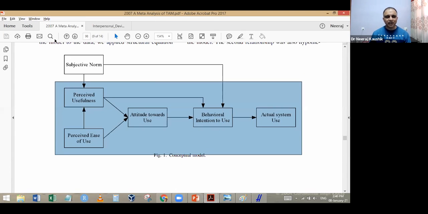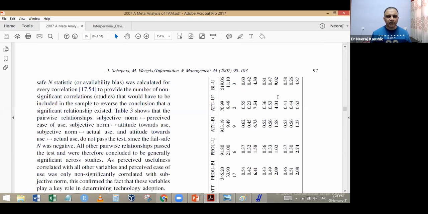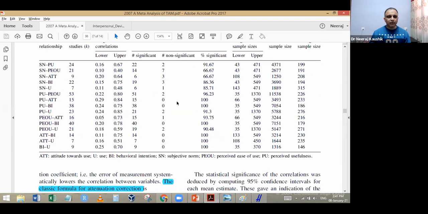Now that's accepted, but it's a 2007 paper. They say it must be accepted. How will they go about it? How do they propose it? And what is the basis on which they say subjective norm should be added? For that, they go for the previous data, and they say we found studies where SN, subjective norm, is related with PU, perceived usefulness. 24 such studies they were able to find.